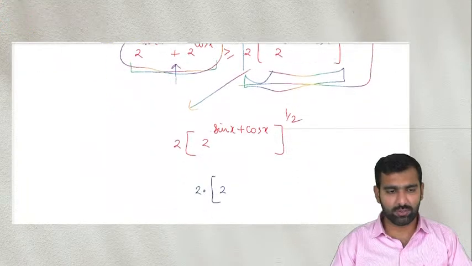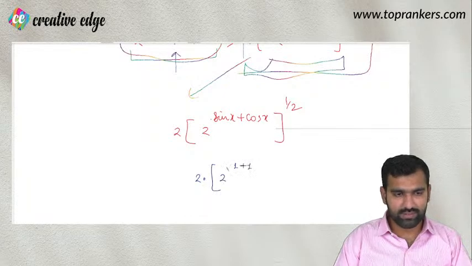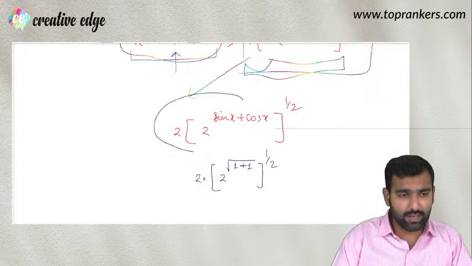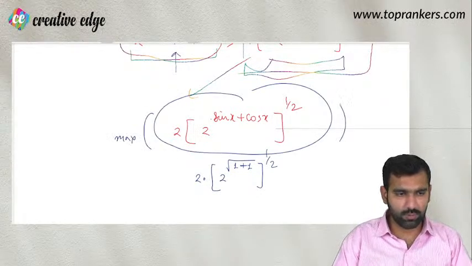We are interested in maxima. तो 1 sin x plus 1 cos x, तो 1 का स्क्वायर इज 1 plus 1 का स्क्वायर इज 1 inside an under root whole raised to the power 1 by 2. So that will be the maximum value of this expression. So maximum value of this expression would be this.